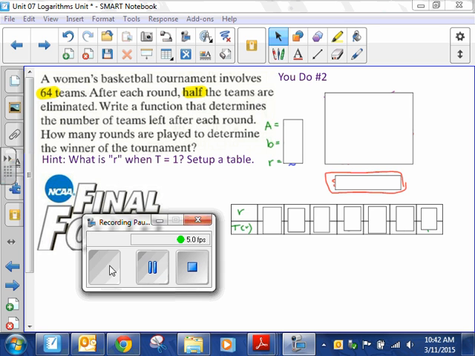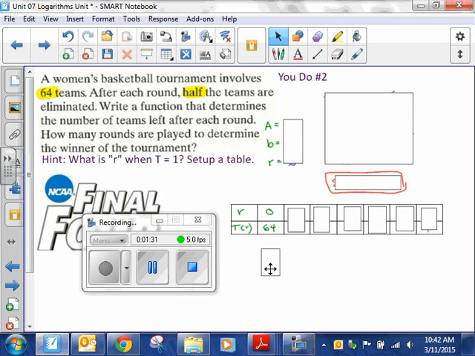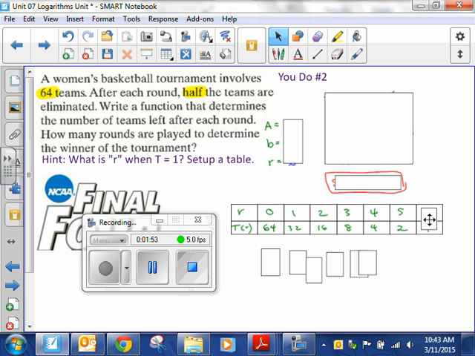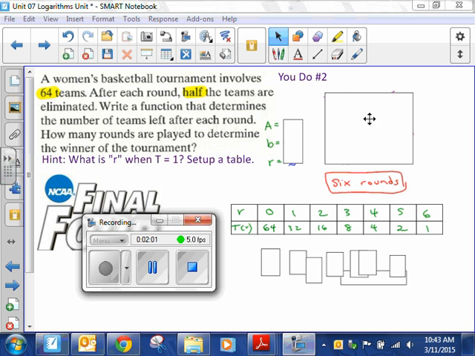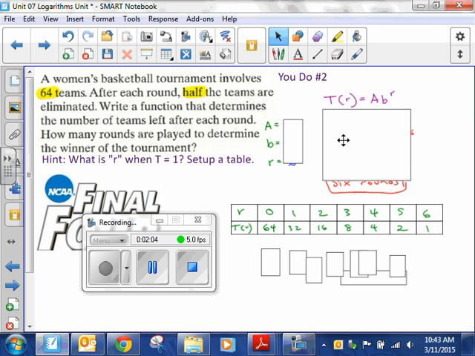Set up a table. So here's a table. At the very beginning, even before round 1, there's 64 teams. After round 1, there's 32 teams because 32 have won, 32 have lost. After another round of games, 16 move on, 8 move on, 4 move on, 2, and then the final match results in the winner, which is 6 rounds.